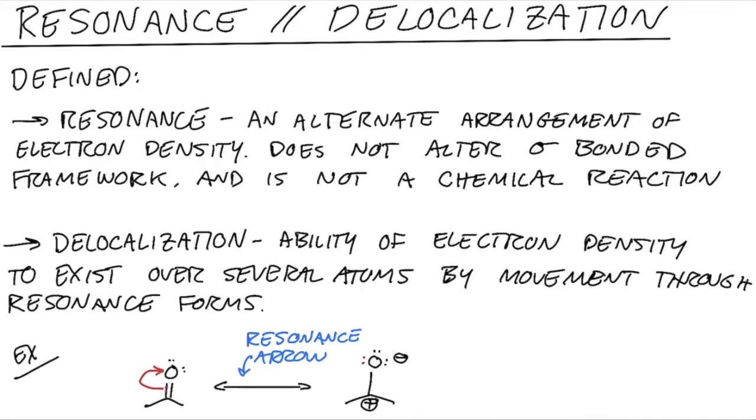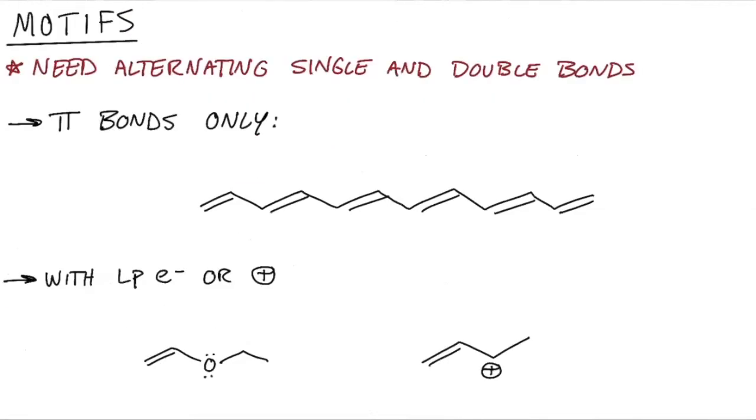As we go about looking for and drawing resonance forms, we want to be aware of some of the chemical motifs that will allow resonance to occur. One of the key takeaways here is that you need alternating single and double bonds in order to achieve resonance. And there's a couple of different ways that this can occur. The first one is when you only have pi bonds, you don't have any other heteroatoms with lone pairs or charges. We can resonate through these double bonds because their p orbitals are aligned such that there's nice overlap that allows the movement of the electrons to occur.